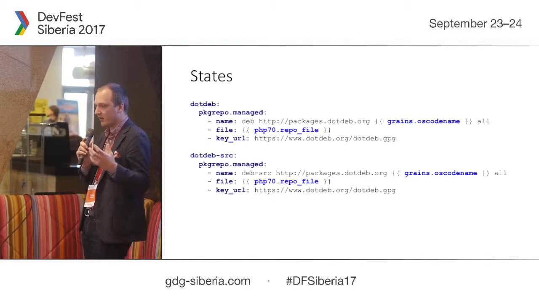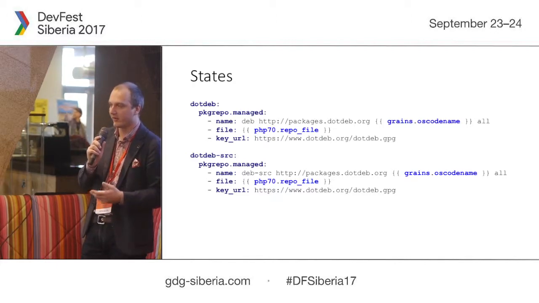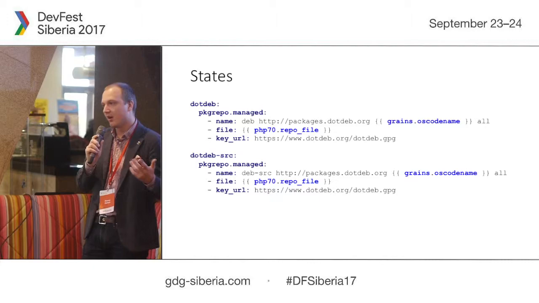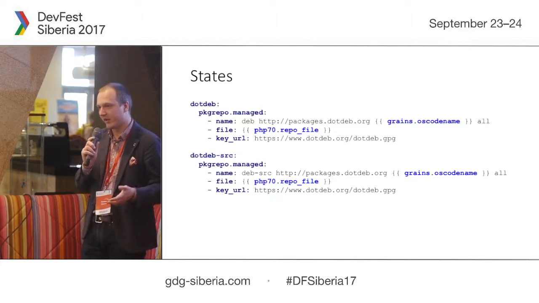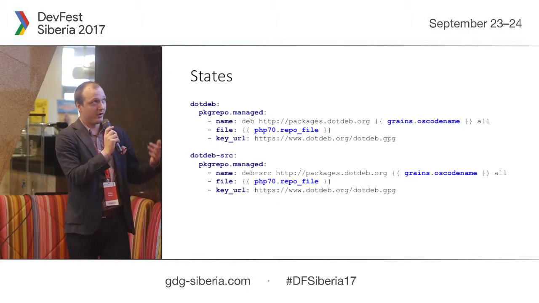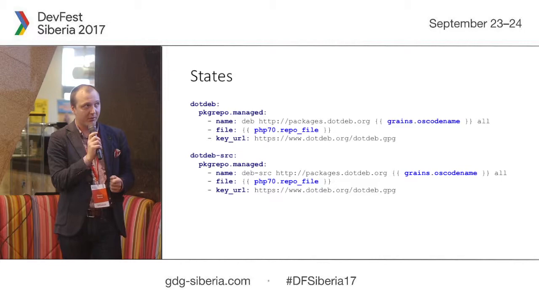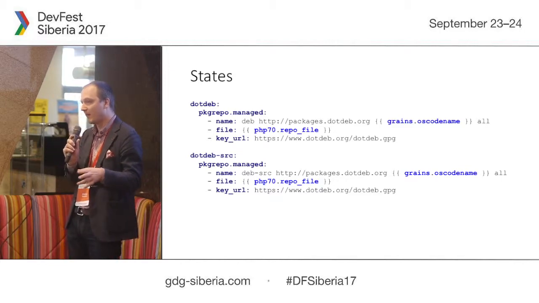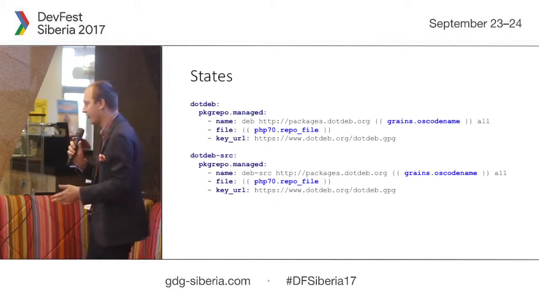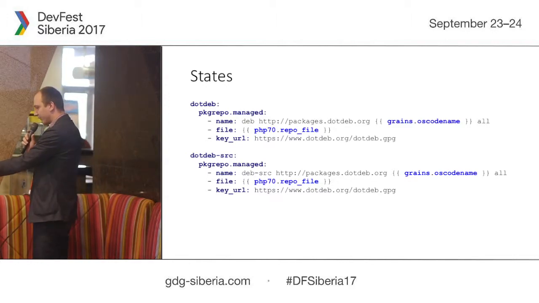A state file is usually, in most cases, a YAML file, and it is templated by Jinja. For example, here you can see that we use this grains oscodename variable, which will be, for example, Jessie or Stretch, after Jinja does its work.